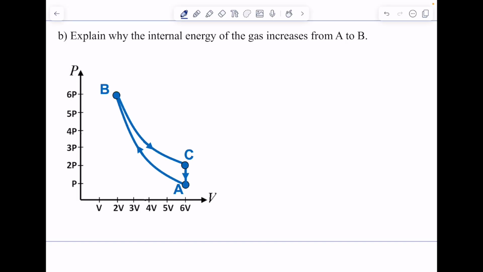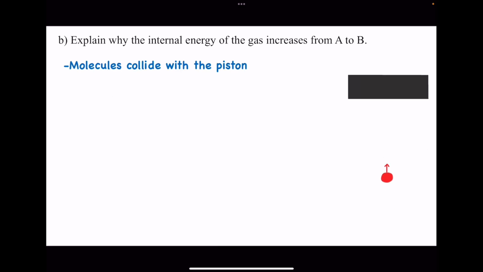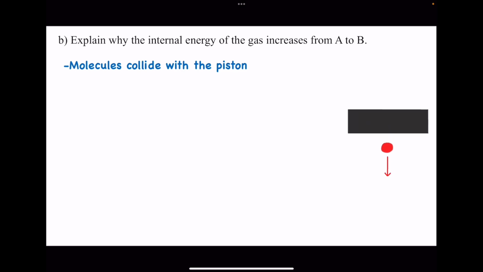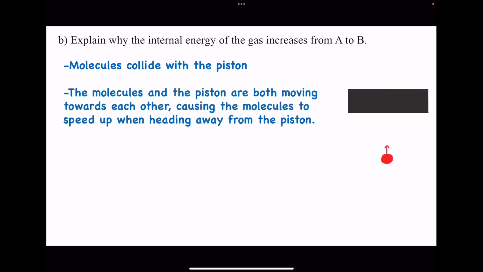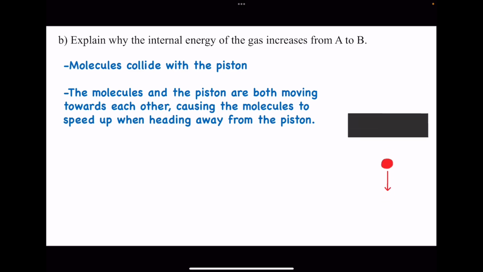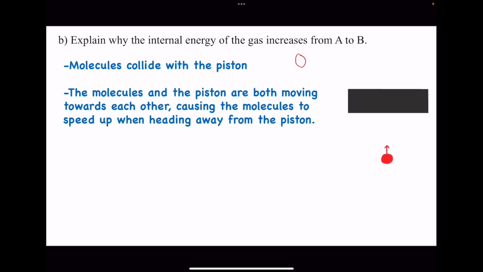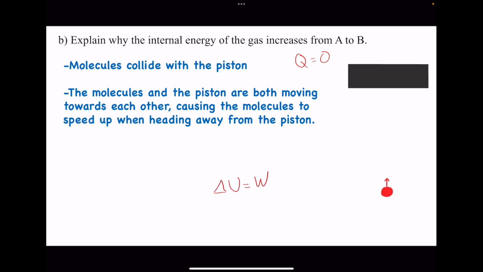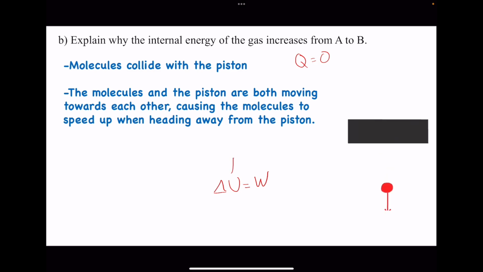Part B asks to explain why the internal energy of the gas increases from A to B. Qualitatively, what's happening here is that the molecules are hitting the piston, which is moving towards them because the gas is being compressed, and after they hit the piston, they speed up. This is an elastic collision, so when the molecules move away from the piston, they're going to have to be going faster than when they approach the piston, since the piston doesn't change directions. In this case, it's adiabatic, so Q is 0. So if no heat is added or removed, delta U is going to have to increase in this case because temperature increases.